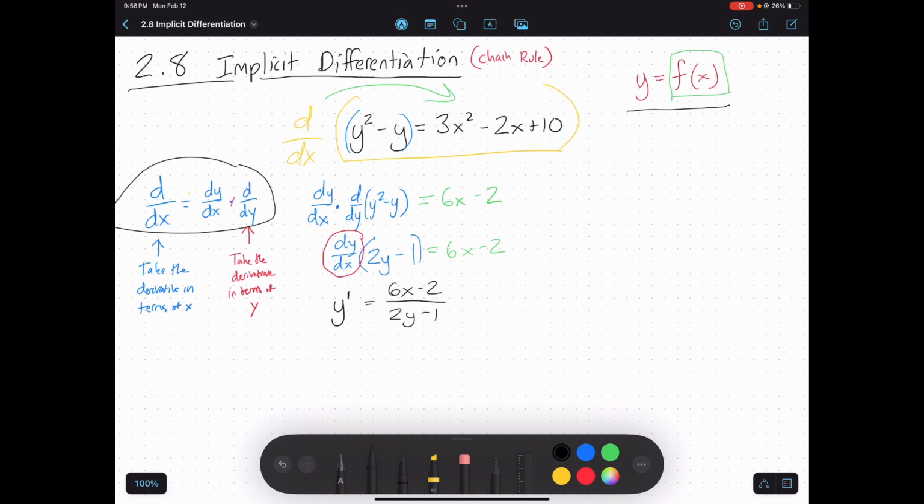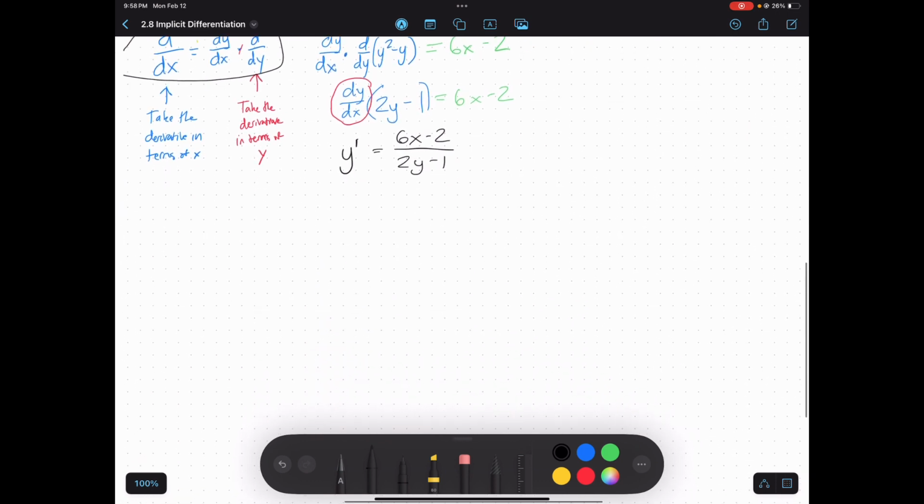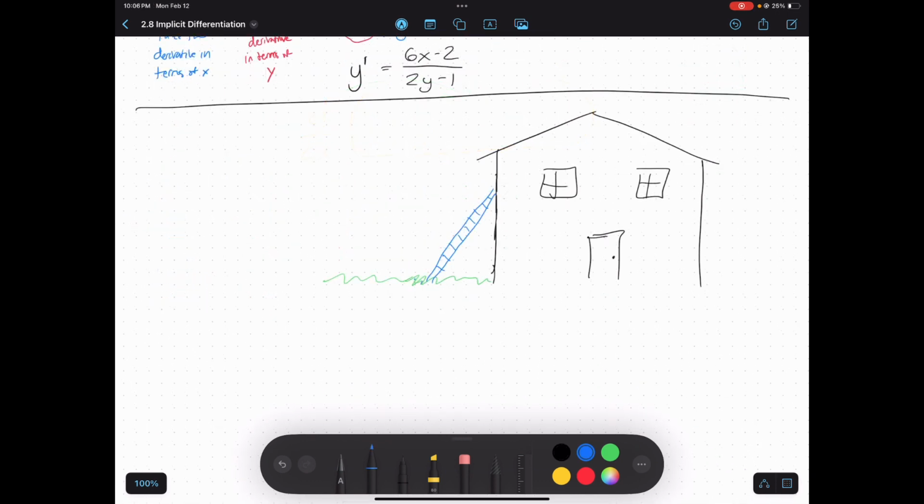Okay, let's look at another example of implicit differentiation. So here we have a ladder leaning up against a house. Okay, we're going to call this ladder 15 feet. So we have a 15-foot ladder leaning up to the wall.